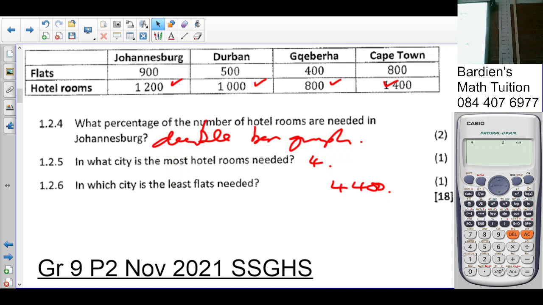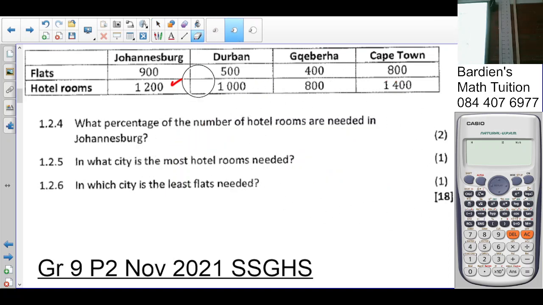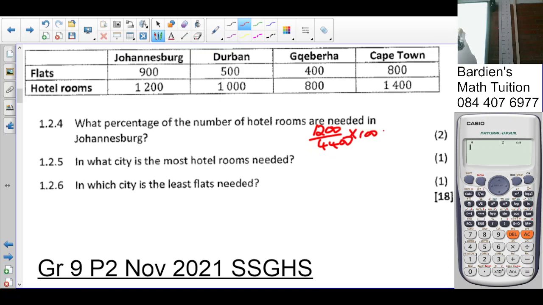People, in 1.2.4, the question says, what percentage of the number of hotel rooms are needed in Johannesburg? So how many hotel rooms were there in total? 4,400. Not so? So how many hotel rooms in Johannesburg? 1,200. So it's 1,200 over 4,400 times 100. Gives you 27.27%.